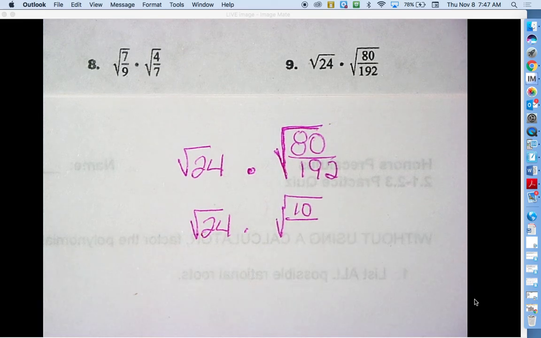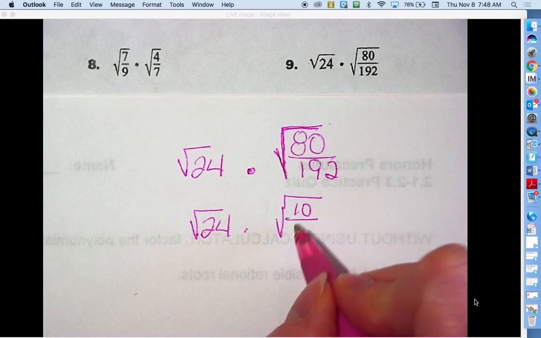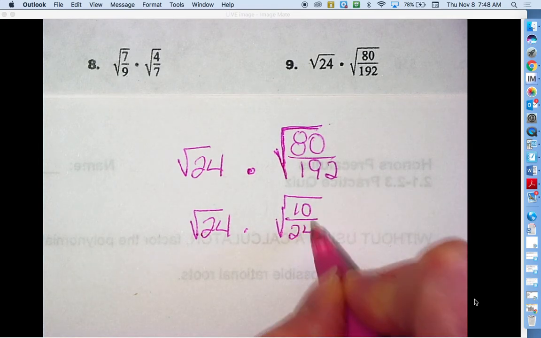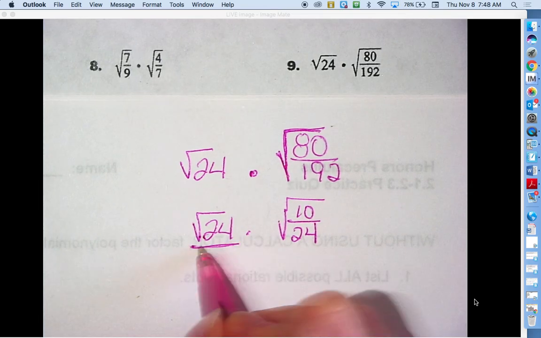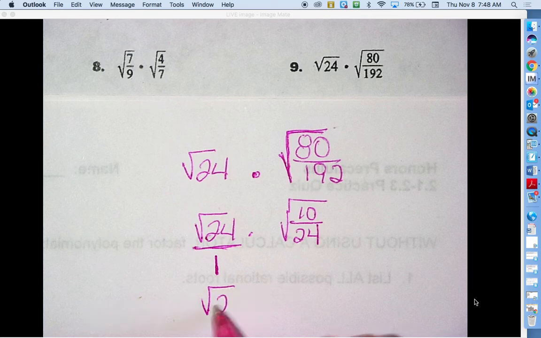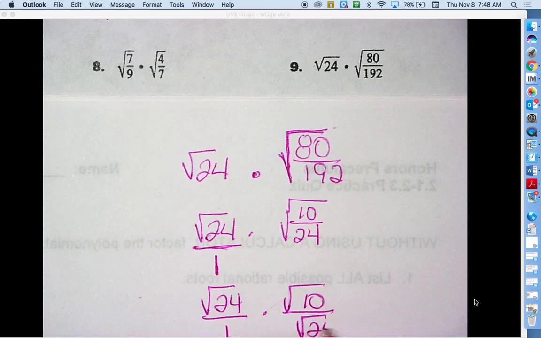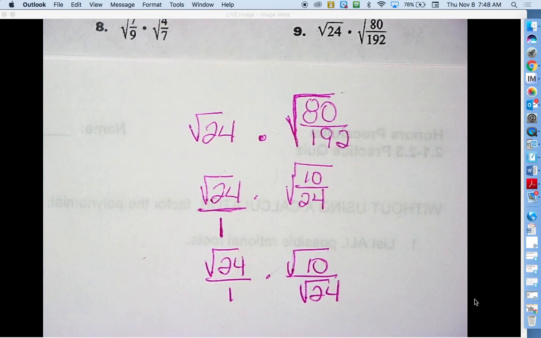Okay, and what did you get for that? So if you divide, you're dividing it, reducing it by 8. And what did you get when you reduced it? 10 over what? 24? Okay, so she said she divided it by 8 and gives us 10 over 24. So Emma, what would you do next then?